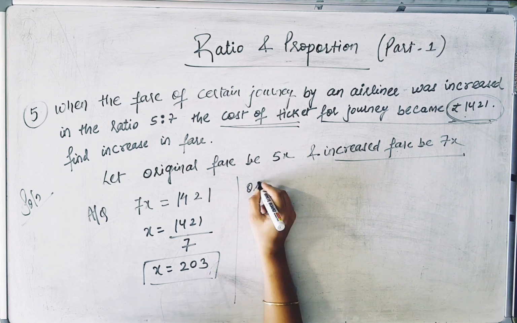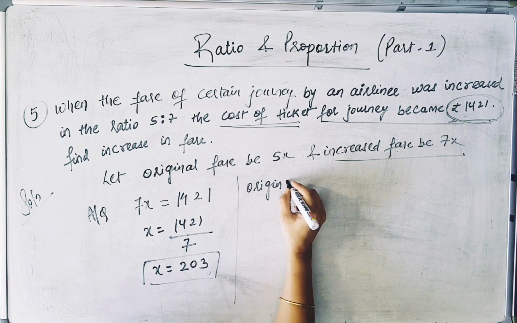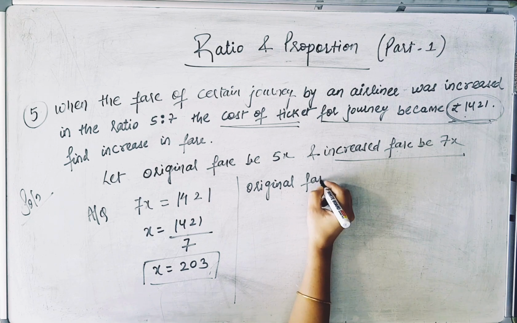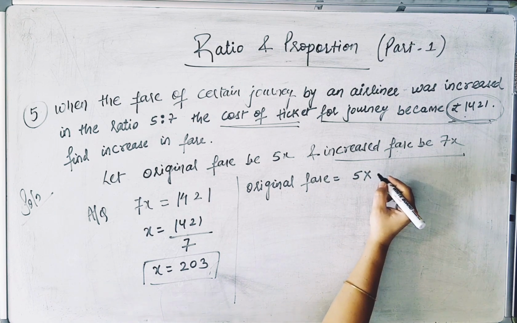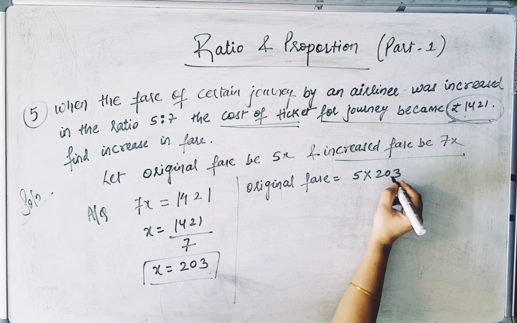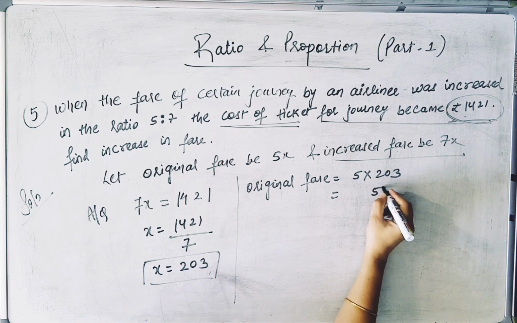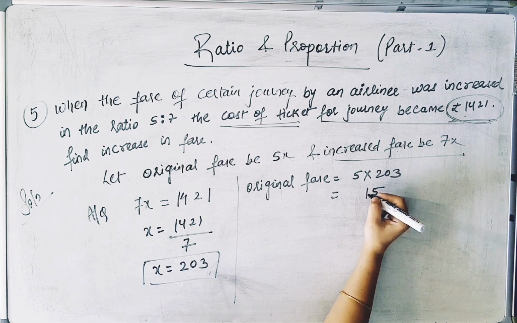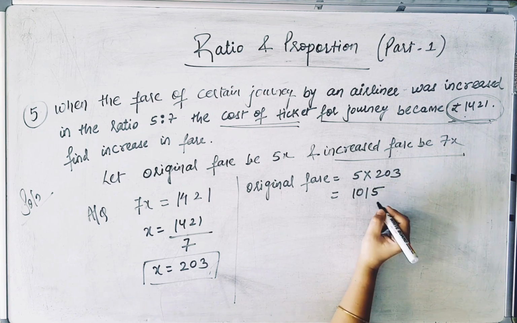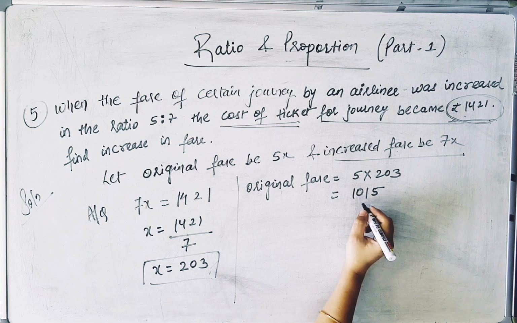Now, what would the original fare have been? The original fare would have been 5x. So 5x, the value of x is 203. So 5 into 3, 15. 1 carry, 5 into 0, 0, plus 1, 1. 5 into 2, 10. So this was the original fare.